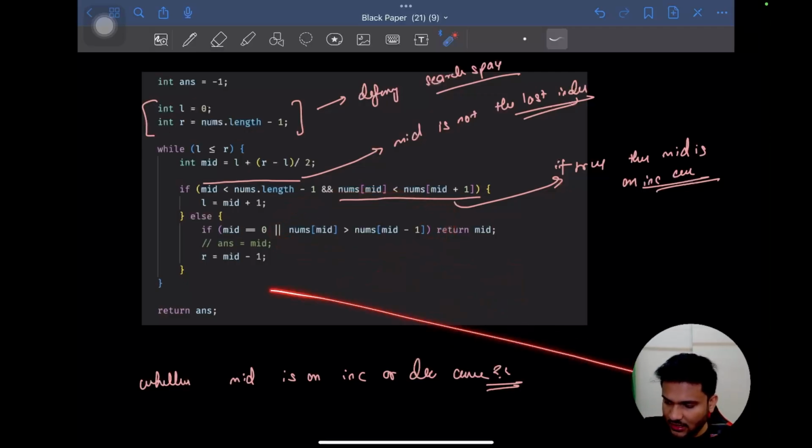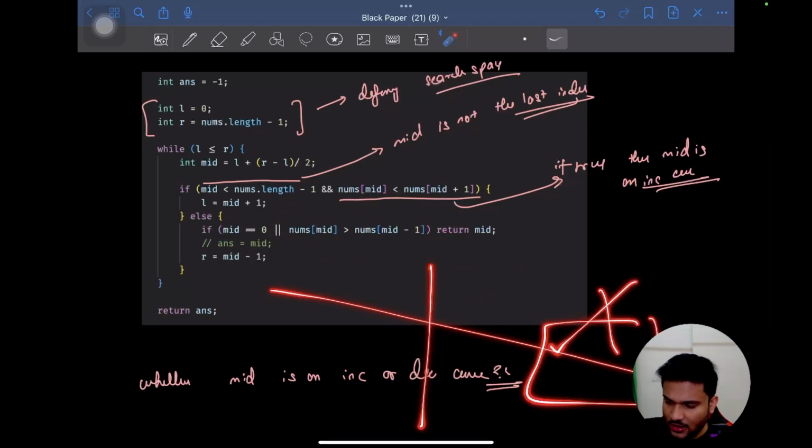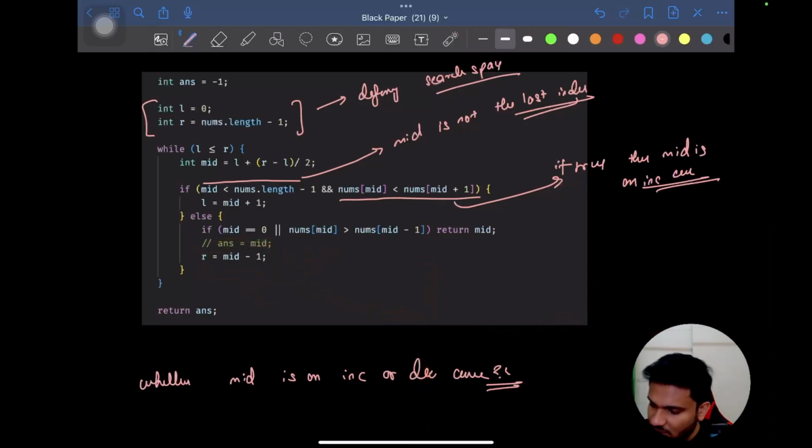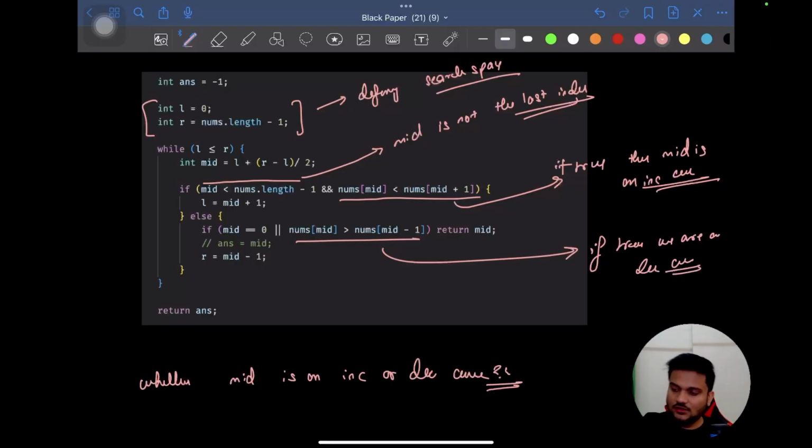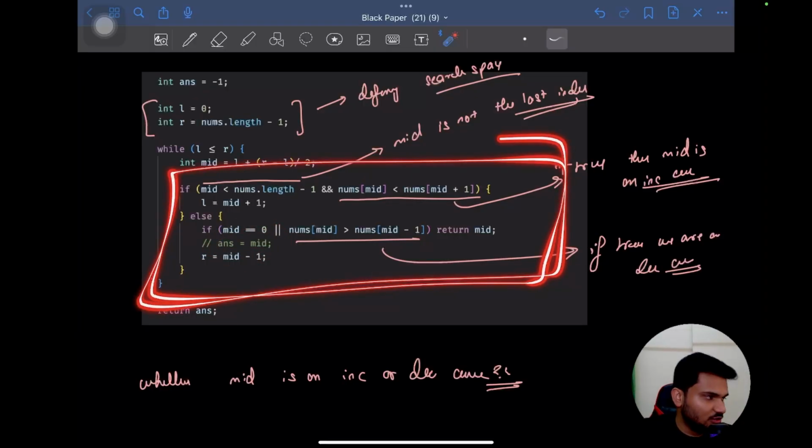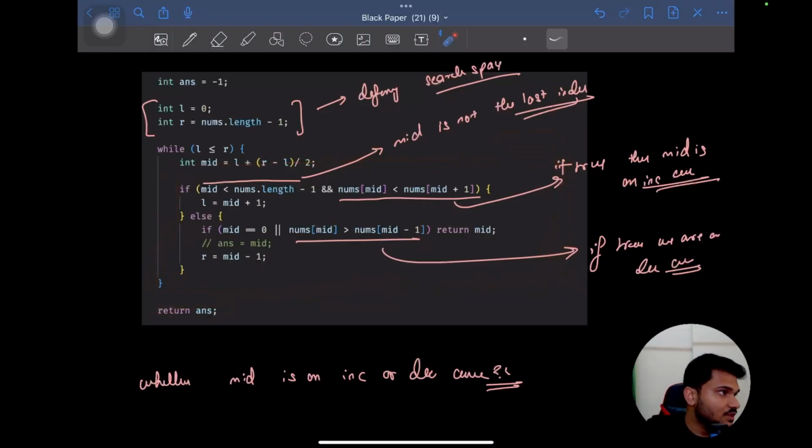If you are on a decreasing curve, then we are not sure about the right side, but on the left side we definitely know we have the answer. So we go right is equals to mid minus 1. So this is to check, if true, we are on a decreasing curve. And again, you can use mid plus 1 only to compare it. No problem there. Absolutely no problem at all. And at last, what you can do is return the answer. You can see one thing is actually missing in this particular code. What is the missing part?